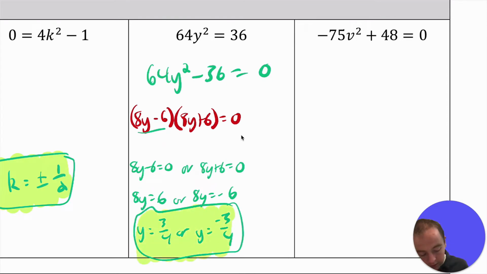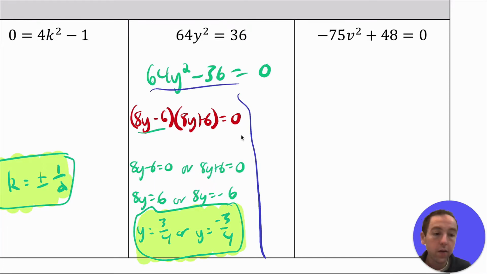Now you could actually get your answers maybe somewhat faster, or about the same speed, because we didn't factor out a GCF. There was actually a GCF right there that we should have factored out. For 64 and 36, I think 4 would be the GCF. If you factor out a 4 first, you'd end up with 16y squared minus 9, which is equal to 0.